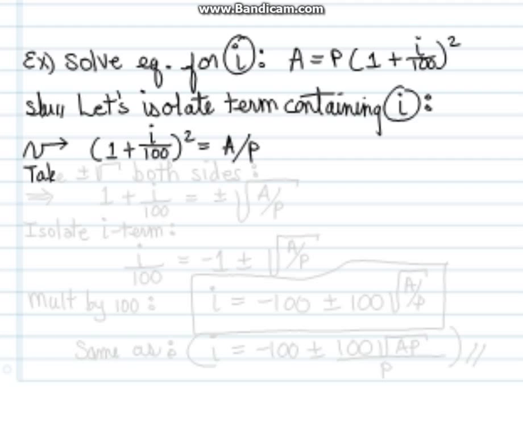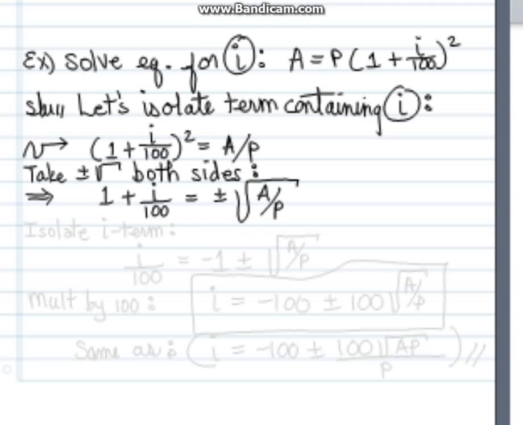Now we need to get the I, which is locked up in the parenthesis, out on its own. And in doing that, we need to eliminate that second power. So to eliminate that second power, we're going to take plus or minus the square root of both sides, plus or minus because it's an even index, this 2, the power 2. So we have 1 plus I over 100 equals plus or minus the big, tall square root of A over P.